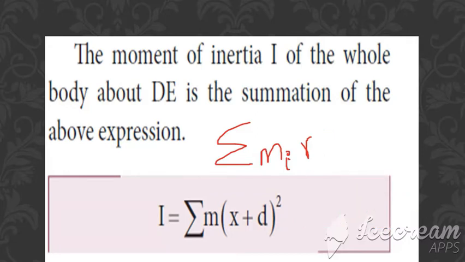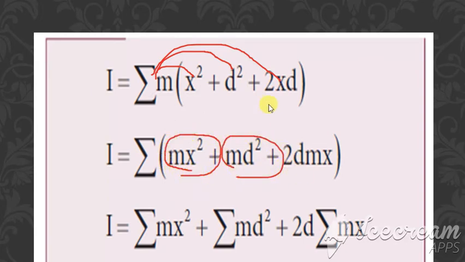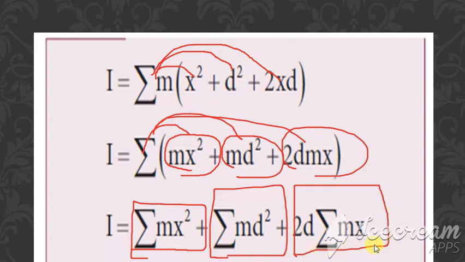Clear? Now just expand this using the formula a plus b the whole square. So we are getting the terms x square plus d square plus 2x into d, like a square plus b square plus 2ab. Now multiply this summation m inside. So we are getting m x square, m d square, then 2d into m x. In the same way, multiply the summation inside: summation m into x square, summation m into d square, plus 2d into summation m into x.